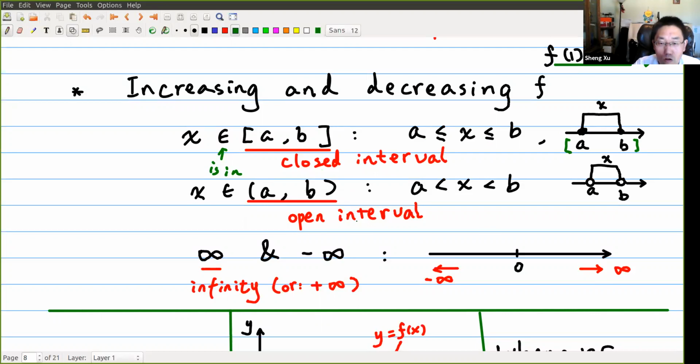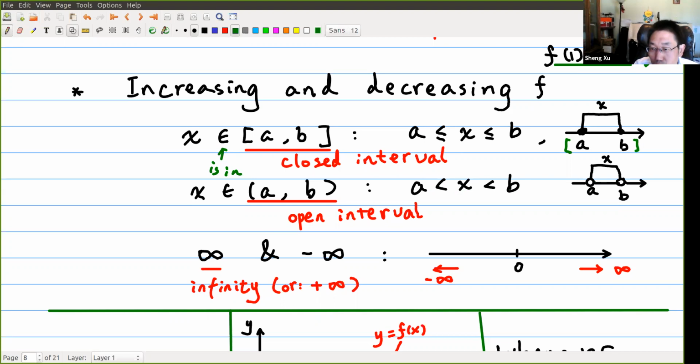That means X is between A and B, but not including A and B. So X is less than B and greater than A. Okay, if you look at the number line, between A and B, X can be anything between A and B, but not including A and B, so A and B are excluded, right? I use open circles, right?